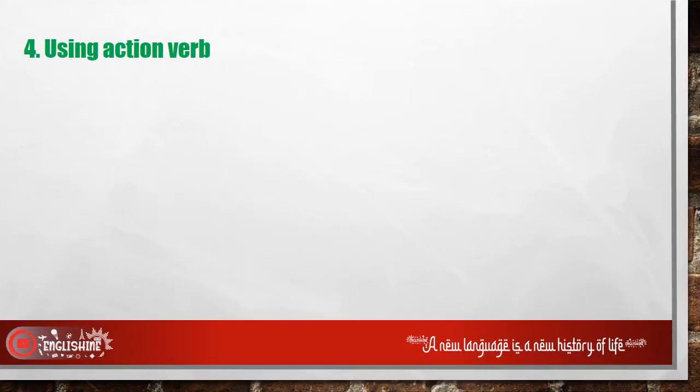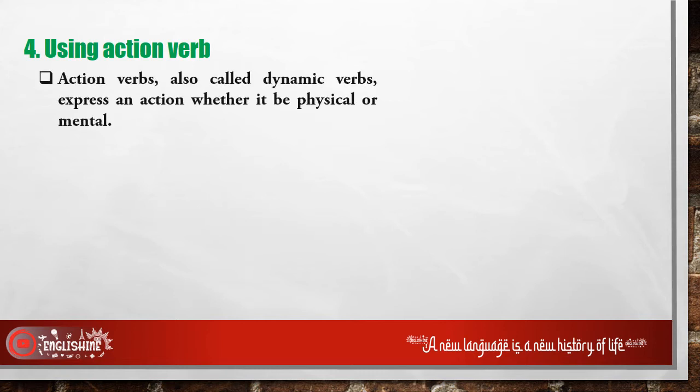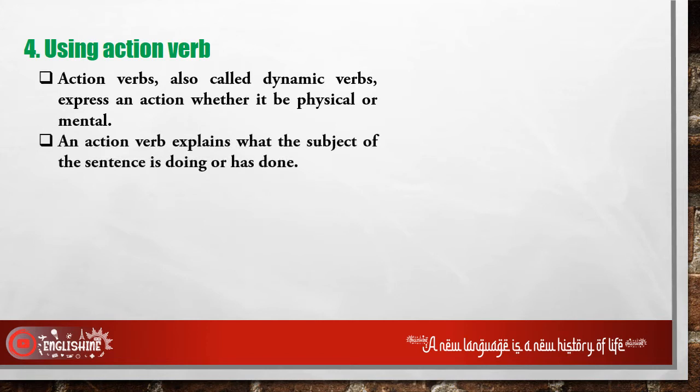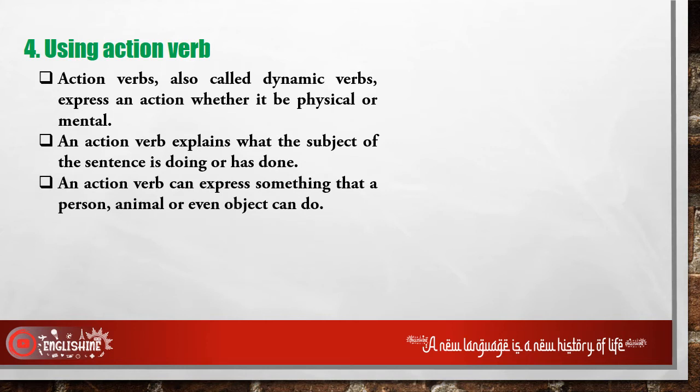Okay, fourth is using action verbs. Action verbs, also called dynamic verbs, express an action whether it be physical or mental. An action verb explains what the subject of the sentence is doing or has done. An action verb can express something that a person, animal, or even an object can do.